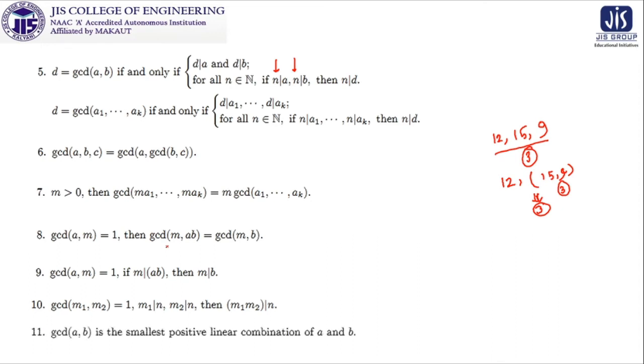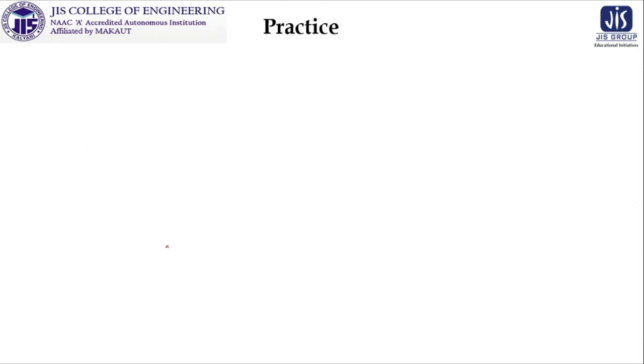And finally, the GCD of A and B is the smallest positive linear combination of A and B, which is already stated and exhibited in the last slide. Now our second part of the class we will start, where we are doing some problems as a practice mode.